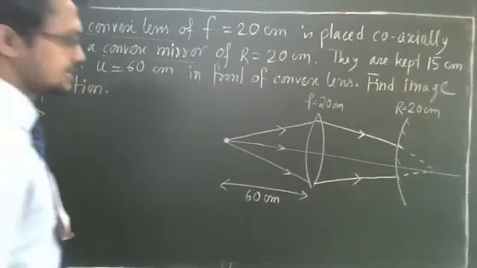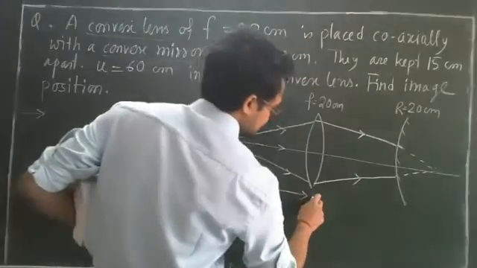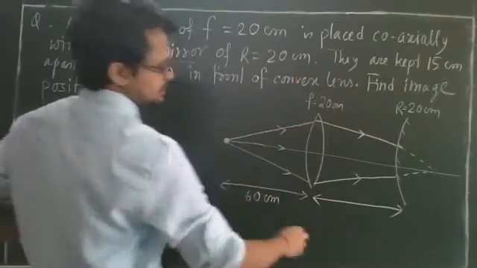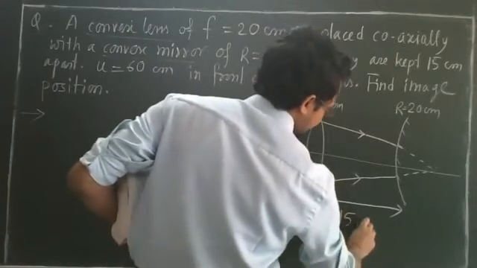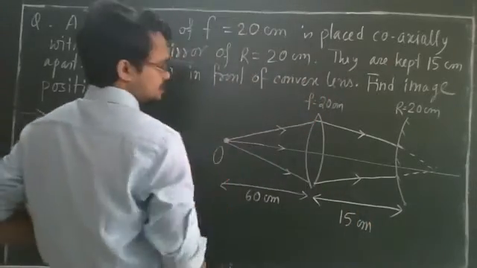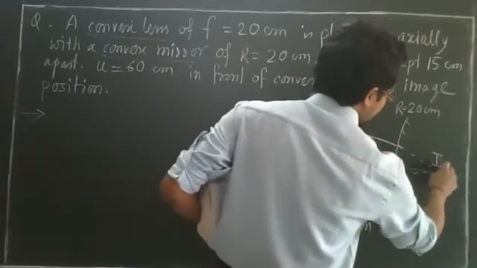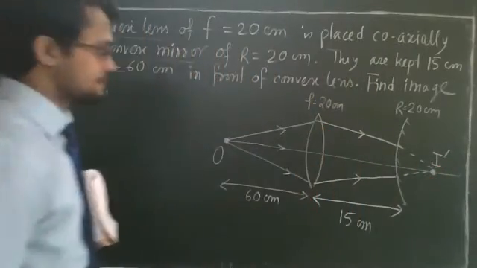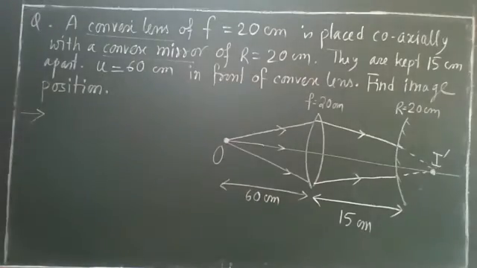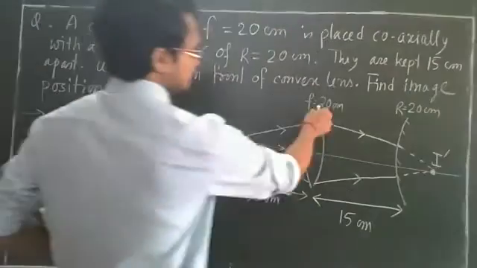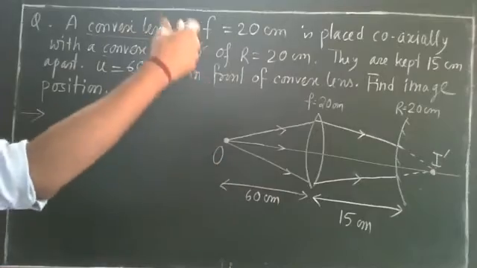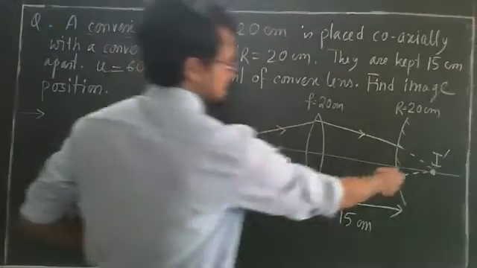So here we will check a few things, step by step. This distance, the separation, is given as 15 cm. So this is the object. This is I prime, not the original image. This is the image for the lens only. So how will you solve? First we will consider only the lens. Forget about the mirror. First consider the lens and find the image distance. Find the distance of I prime.